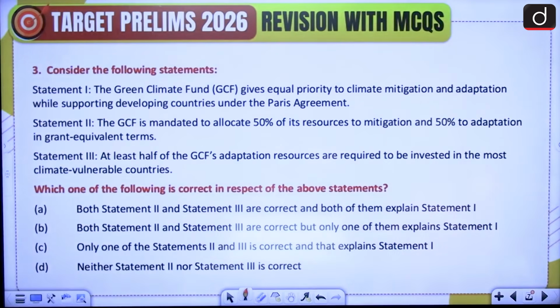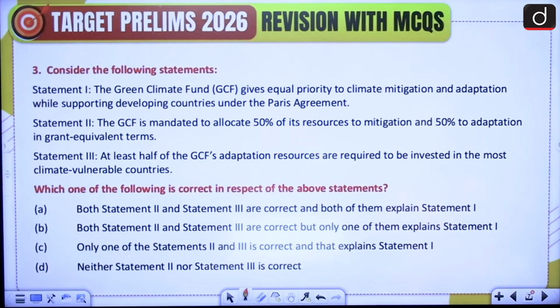Okay. Moving on to the third question. Consider the following statements. Statement 1. The Green Climate Fund gives equal priority to climate mitigation and adaptation while supporting developing countries under the Paris Agreement. Statement 2. The GCF is mandated to allocate 50% of its resources to mitigation and 50% to adaptation in grant equivalent terms. Statement 3. At least half of the GCF's adaptation resources are required to be invested in the most climate vulnerable countries.